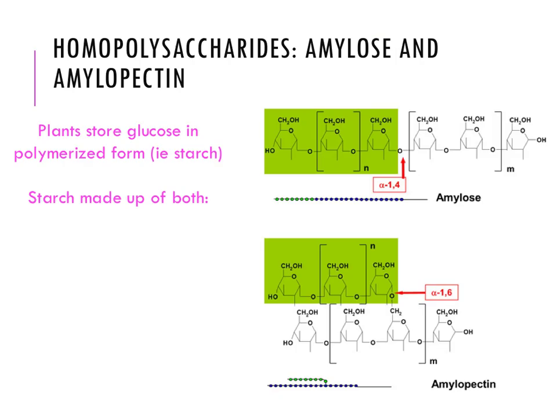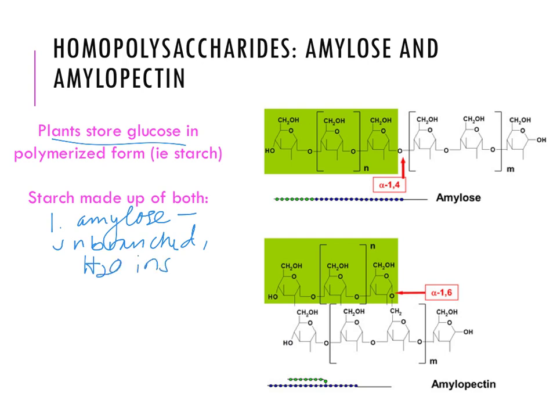Okay, so we're going to talk a lot about homopolysaccharides, and we're going to go through those that are energy storage and those that are structural support. The signaling ones were the oligosaccharides. Okay, so we're going to start with plants. Plants store glucose in a polymerized form of starch. Starch is made up of two things. One is amylose. Okay, amylose is highly unbranched. It's just unbranched, and it's water insoluble.